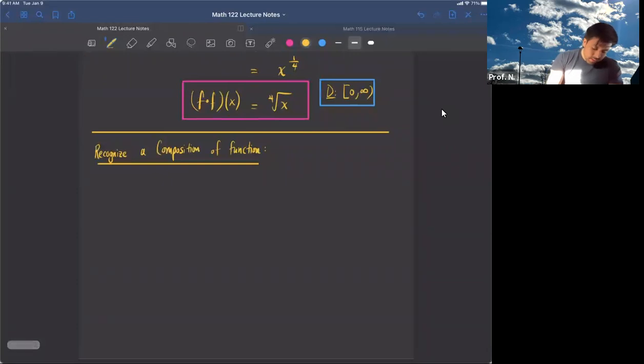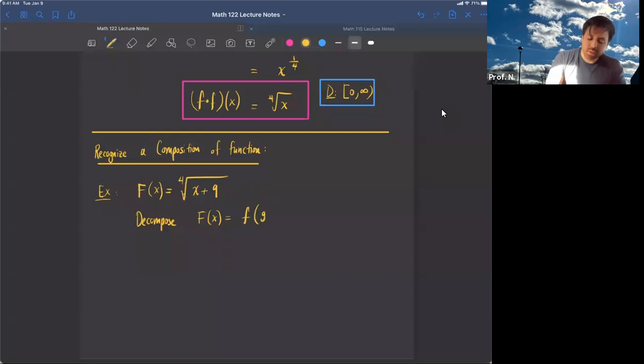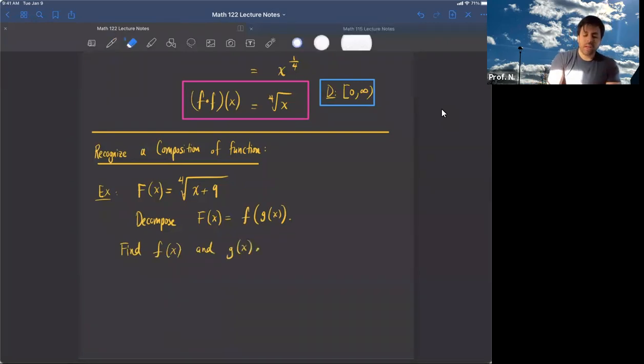So let's say I have a function, and I know it's the 4th root of x plus 9. And I want to decompose this function as a composition of two functions. So find f of x and g of x. So now we're going backwards. Do you understand this? I'm going in the opposite direction. I'm given a function, and they're telling me now, go back and find the two pieces that make up this function.